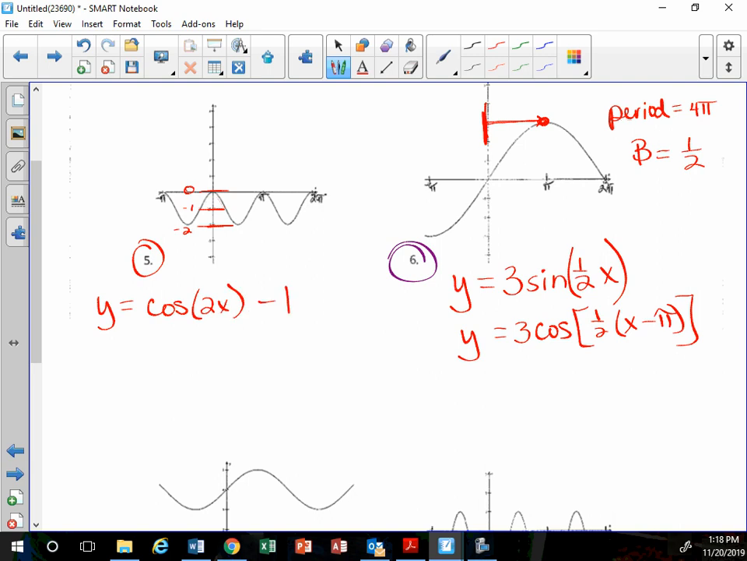Okay guys, there's the cosine equation. Let's see, I want to go all the way over to here. That's got to be 3 pi over 4.